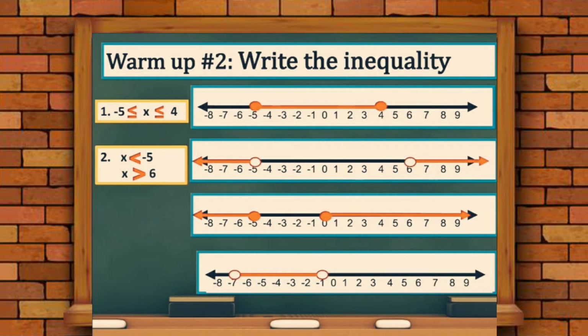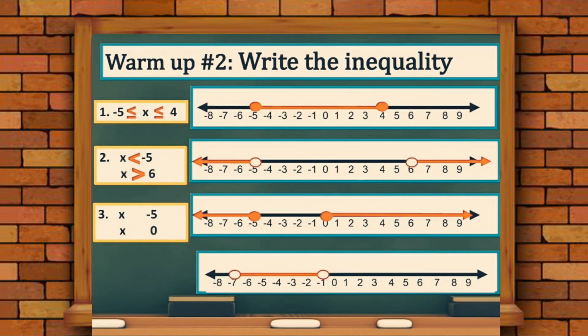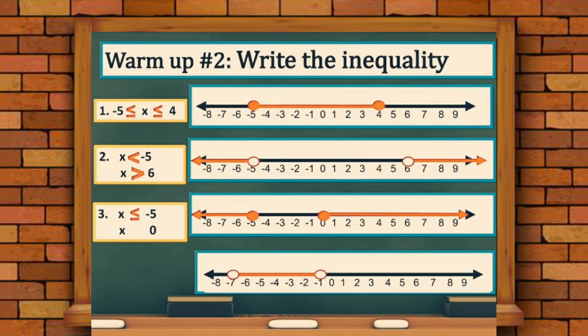In number 3, separated solution again. But in this part, solid circle was used, meaning the inequality symbols we can use are less than or equal to or greater than or equal to. We will put again our x and our two roots. As we can see, our solution is from -5 going through left, and the inequality we will use is less than or equal to -5. So x is less than or equal to -5.